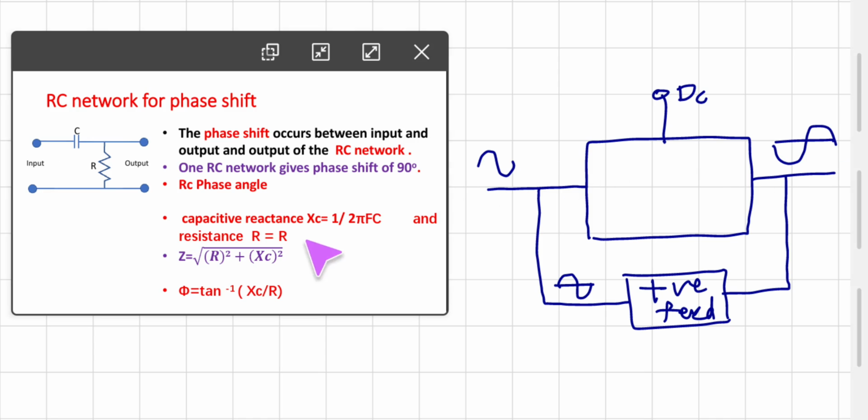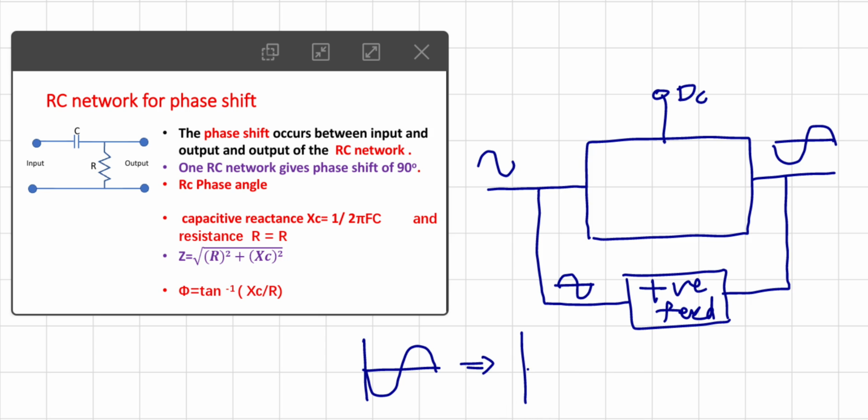Now let us consider this signal. I have shown that this kind of signal is 180 degrees out of phase with the input. Now we have to convert this signal this way, that means we want a phase shift of 180 degrees. So whatever phase shift network we are using for positive feedback, how does it work?